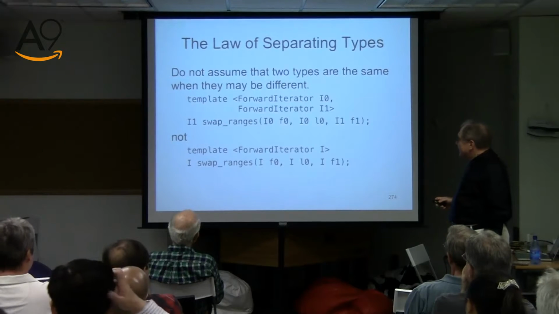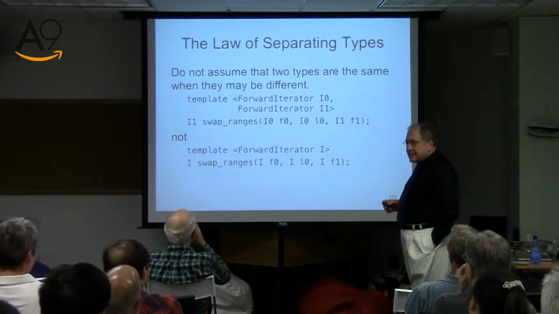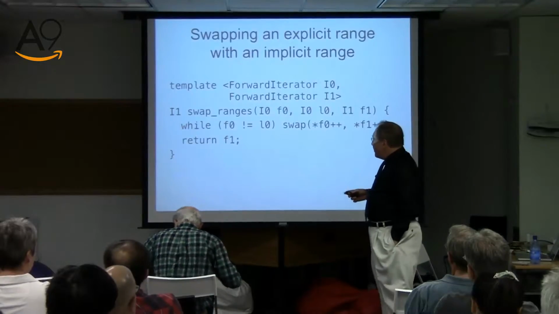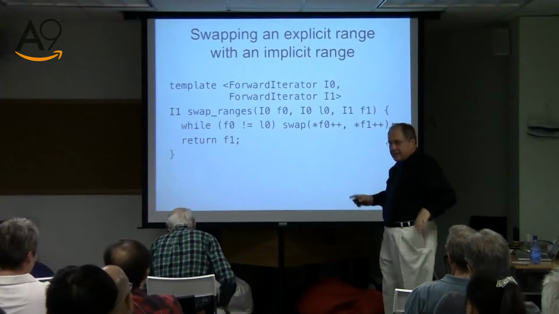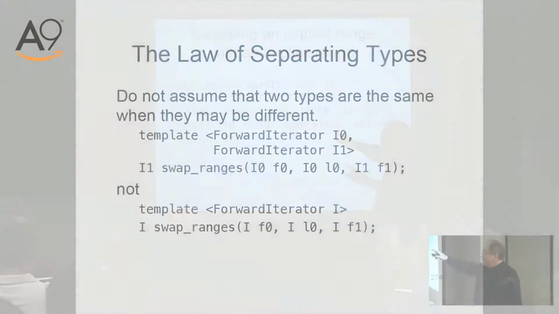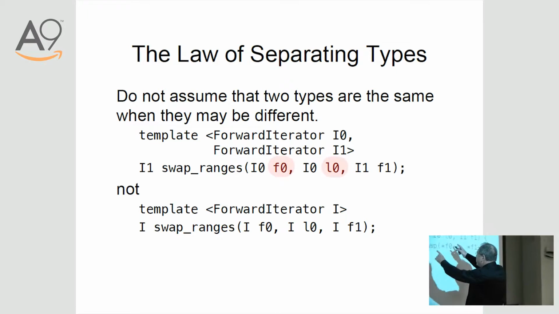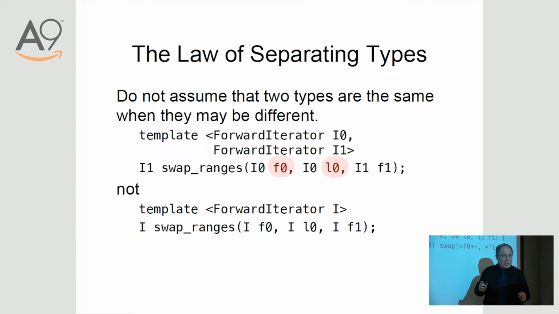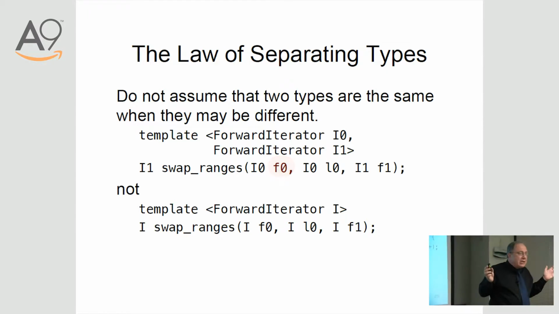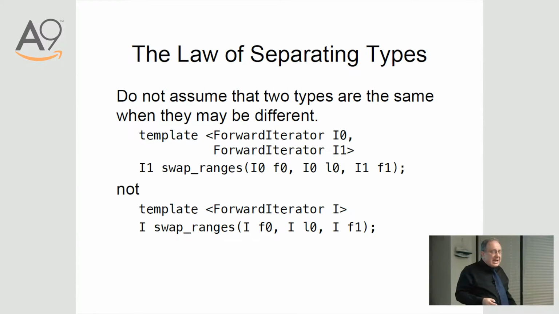And the second thing, the law of separating types. That is, a naive person, like when I was young, I would encounter something like that. I say, I'm just doing permutation. Therefore, the type of this range is the same type as the other range. I don't need to know that. It does make things faster. It doesn't change the code. It just throws generality away for no reason.